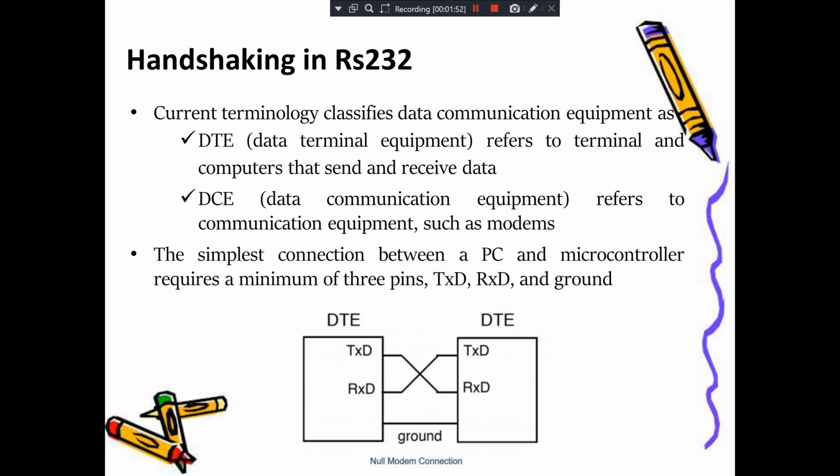So that means in the simplest communication, the connection between the PC and microcontroller requires only 3 pins, that is TXD, RXD and ground. DTE, that is data terminal equipment, and this is another DTE, data terminal equipment, with transmitter to receiver, and this is ground. This is the simplest communication.